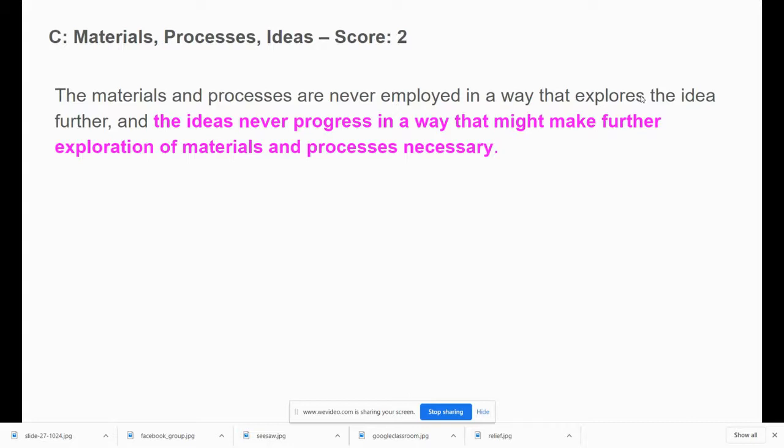All right, C, materials and processes. Well, she didn't show any process work in these at all. And on top of that, the idea, as they wrote here, never progresses in a way that might make further exploration of the materials and the processes. All of them look like they were done using paint, all done the same way. Nothing changes. With the materials it's similar, the idea is similar, and the question doesn't even allow for changes to really happen.